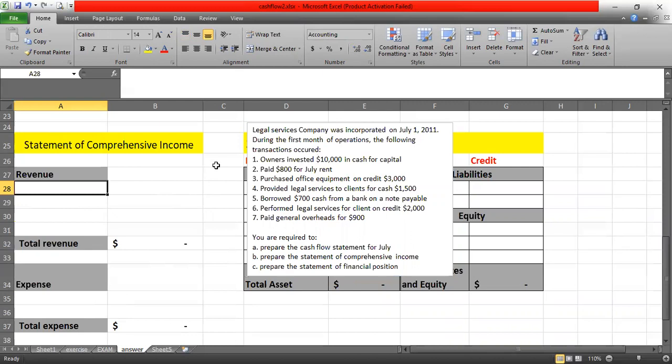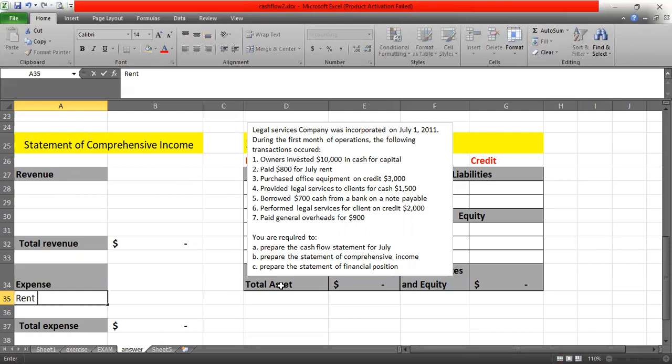So this transaction has no effect whatsoever on the statement of comprehensive income. This, however, will affect the statement of financial position, as it affects the increase in cash as well as the capital. So there is no relation to the revenue nor the expenses. Number two, paid $800 for July rent. This transaction affects the statement of comprehensive income in terms of expense.